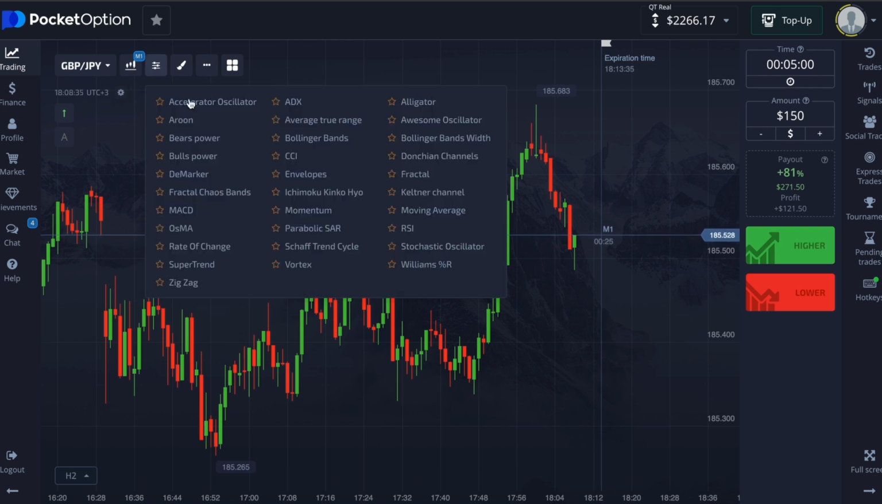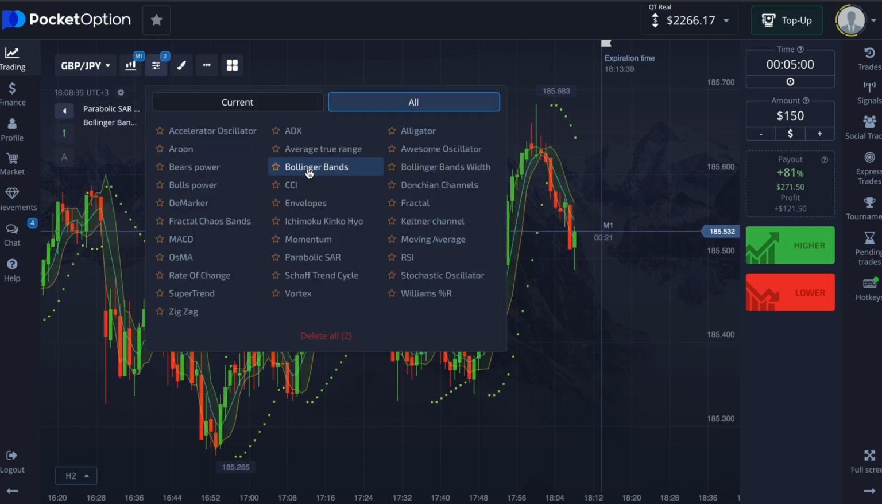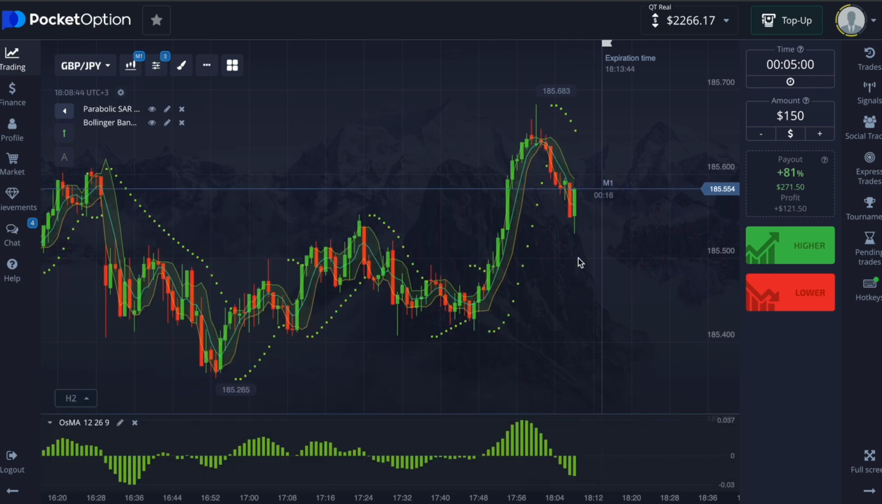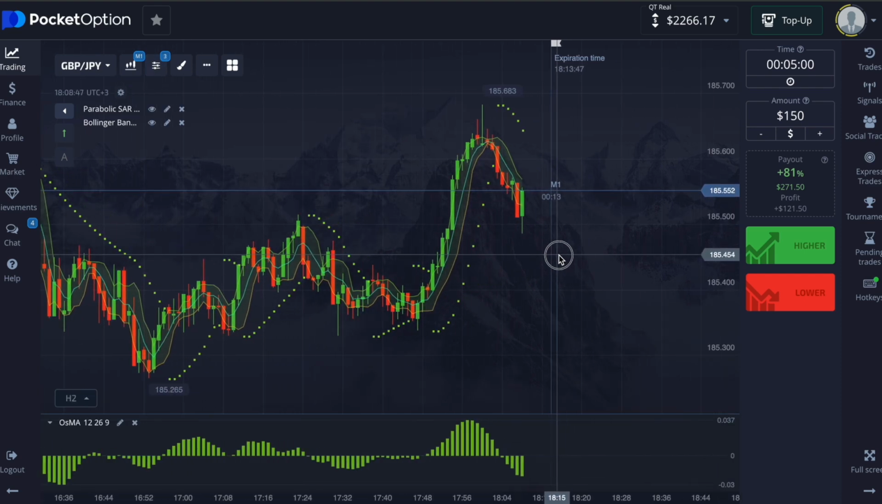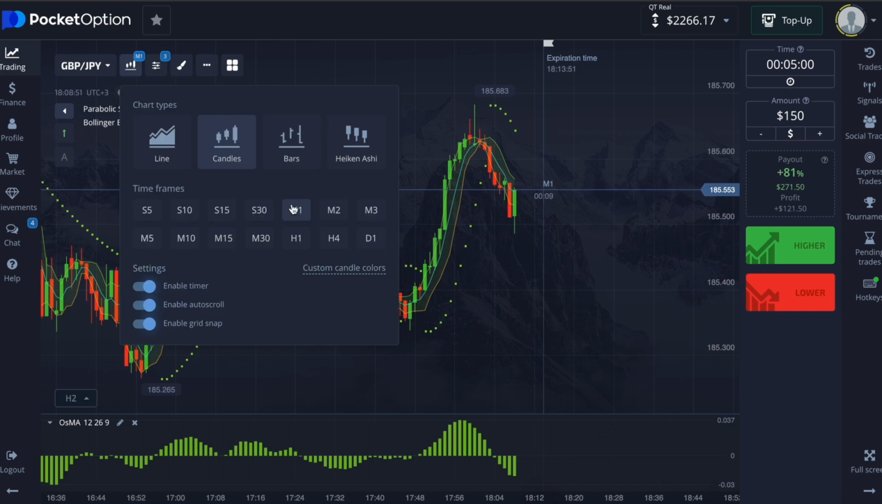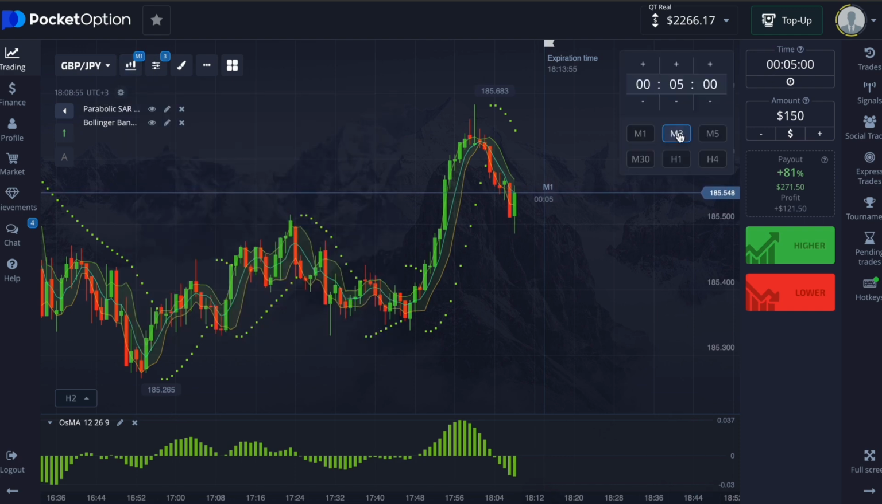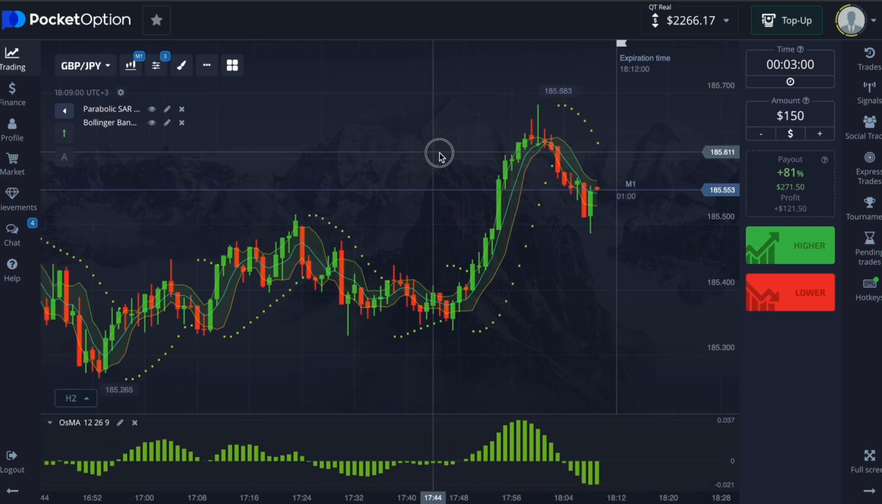For this one, I'll need 3 indicators as well: parabolic, Bollinger Bands, and OSMA. These indicators, when combined, can work well on an active currency pair. By the way, don't change the time frame here. Keep it at 1 minute, but change the trade duration to 3 minutes. Now let's set everything up correctly.